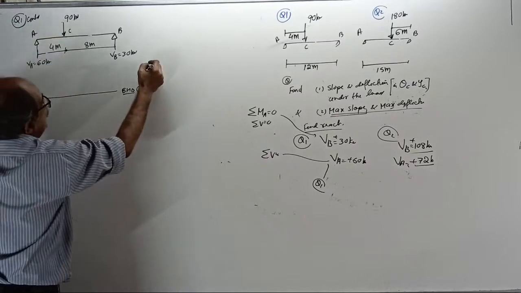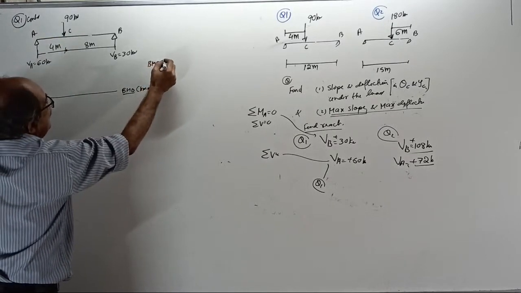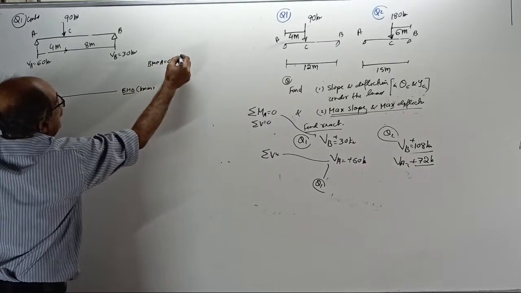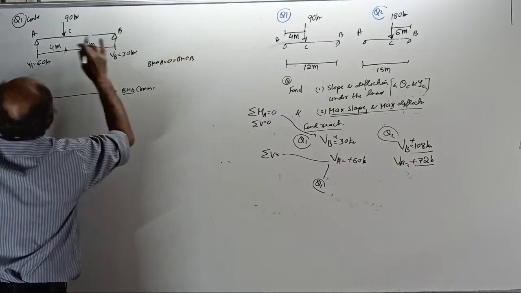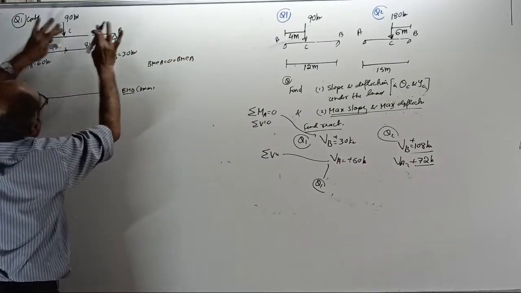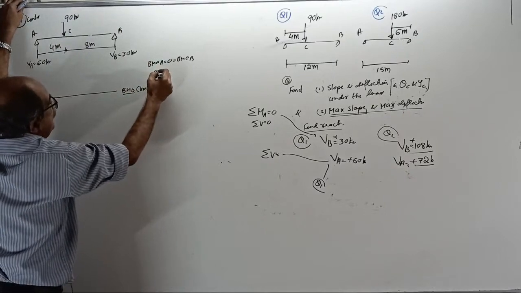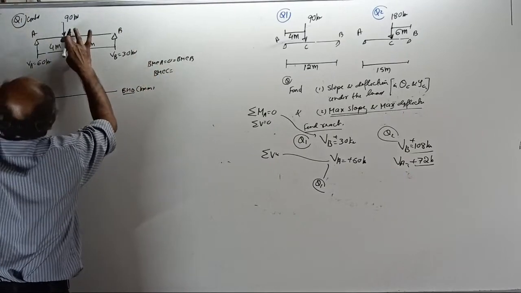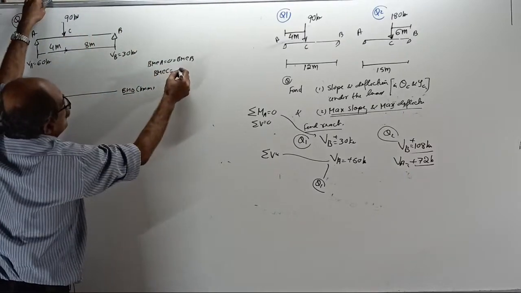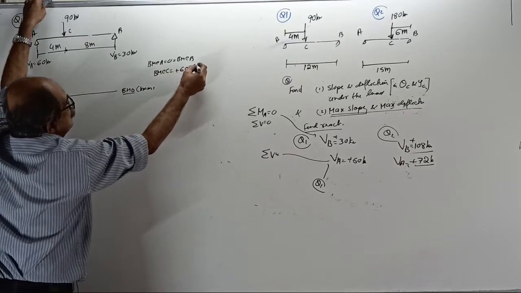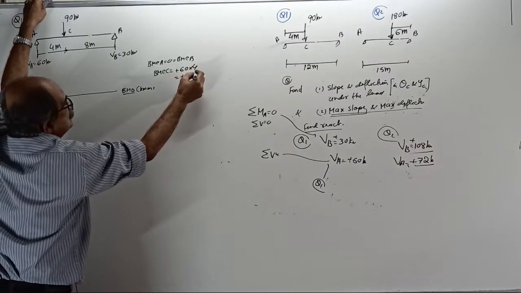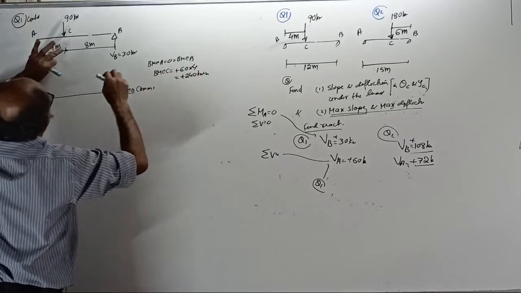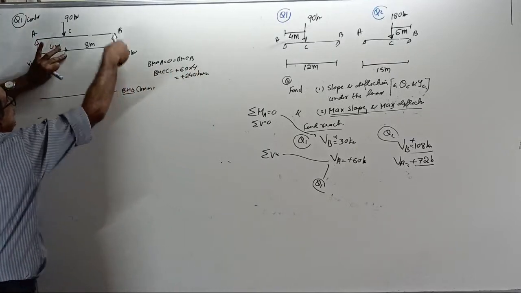You should write bending moment at A equal to 0 equal to bending moment at B. See, at A, look this side, 0, at B, that side. Bending moment at C equal to, look this side, 60 into 4 plus 60 into 4 equal to plus 240 kN meter. Or if you look that side, 30 into 8.